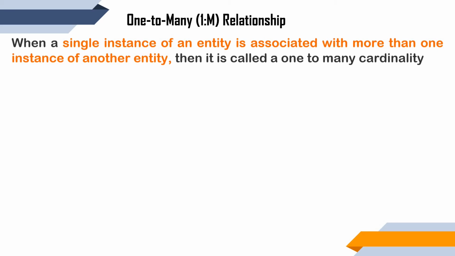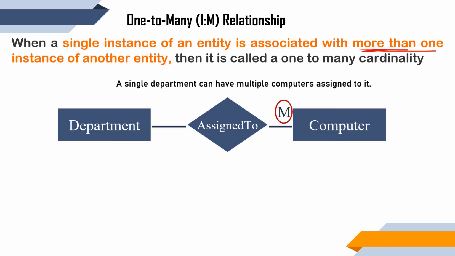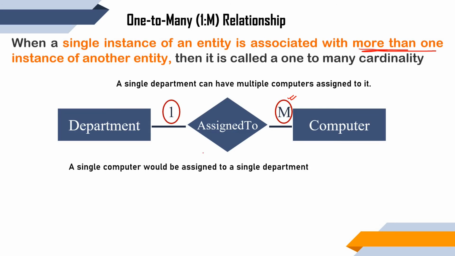Now we will see the one-to-many relationship. Again, it is defined as: when a single instance of an entity is associated with more than one instance of another entity, it is called one-to-many cardinality. Like a department can have many computers. So you can see this M comes over here. A single department can have multiple computers. So this M comes here. Again, a single computer would be assigned to a single department. That's why this one comes here.